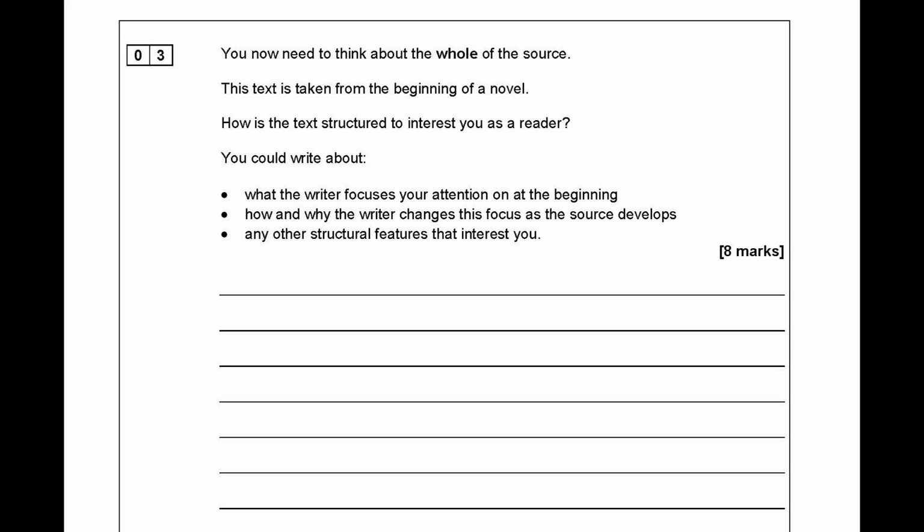So what is going on in the story? How is it being developed by the writer? And when and where and what is going on for the effect on the reader? So for this one, our structural features, we've got to cover the whole of the source. So 3 of your structural features should be the beginning, the middle and the end. Really do focus on those 3 as the story changes.